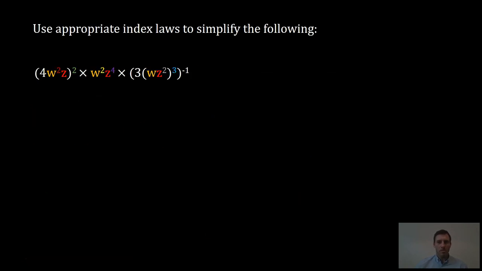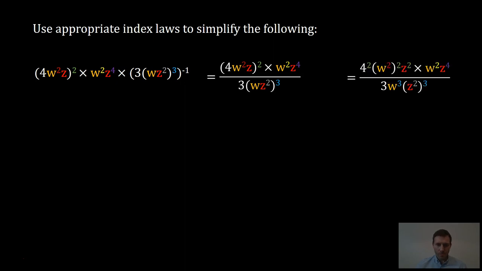Let's look at another example. Use the appropriate index laws to simplify the following. Because there's quite a few steps, I'm going to go from left to right, top to bottom. The first step, we'll rewrite the expression to remove the negative power. On both the top and bottom, we have the power of a product is the product of the powers. So we're going to bring the power inside those brackets. So everything inside those brackets becomes to the power of 2 on the top, and everything in the brackets on the bottom goes to the power of 3.